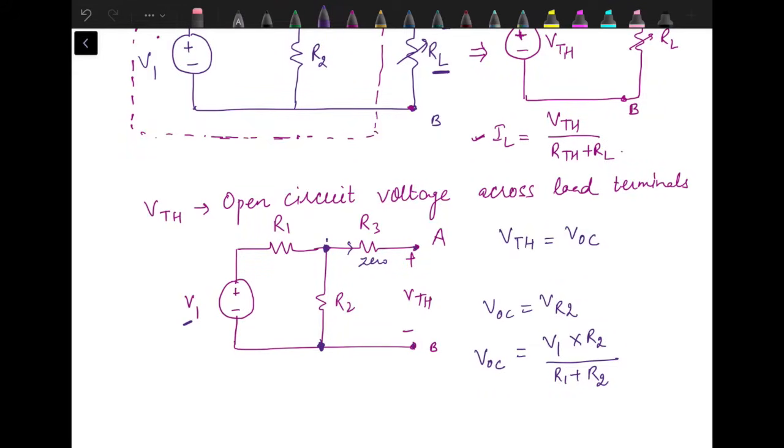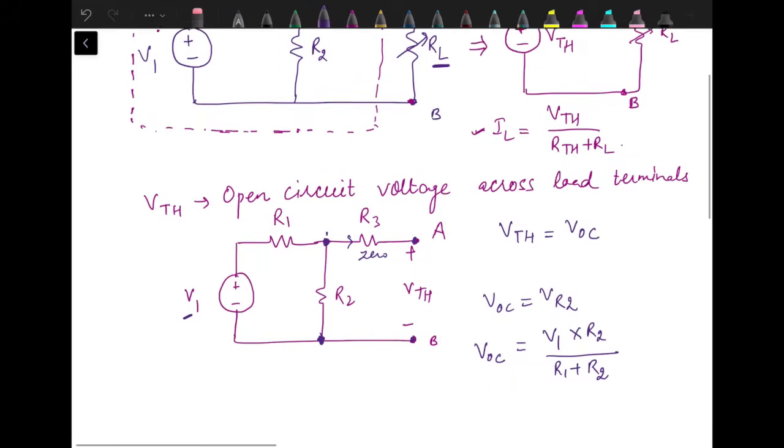But how to find out this open circuit voltage? It changes with every circuit. We don't have any specific formula for this. We always need to find out the voltage by open circuiting the load terminals. So there are different possible combinations of how we need to find out VTH.